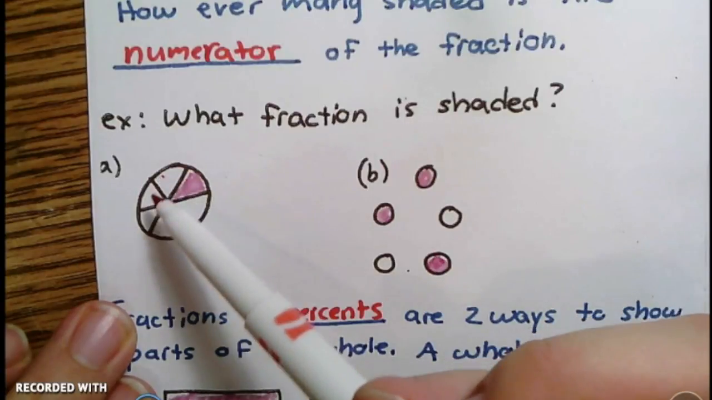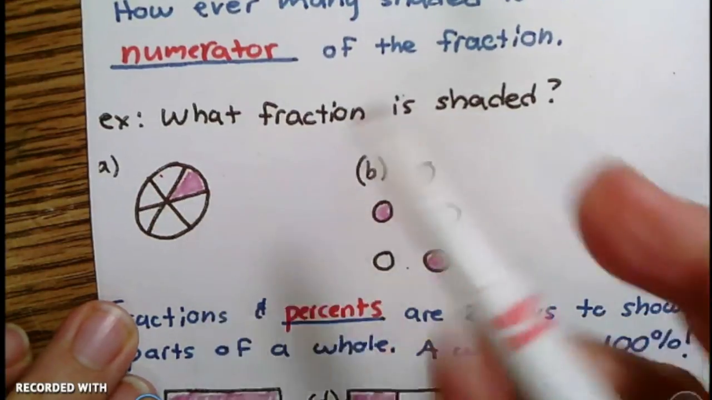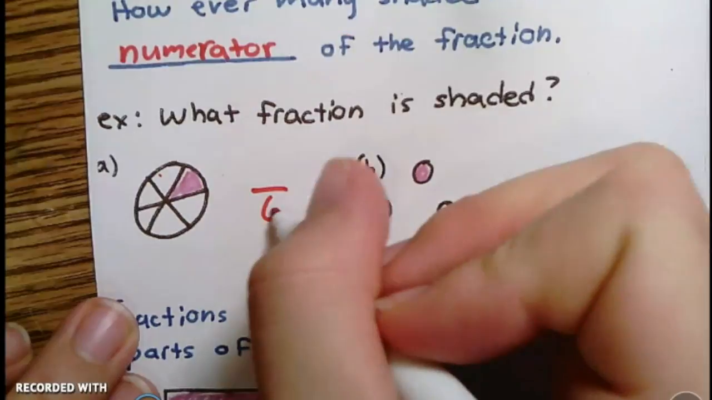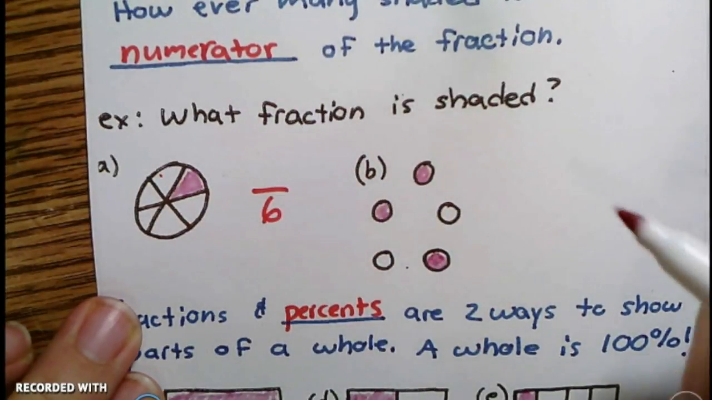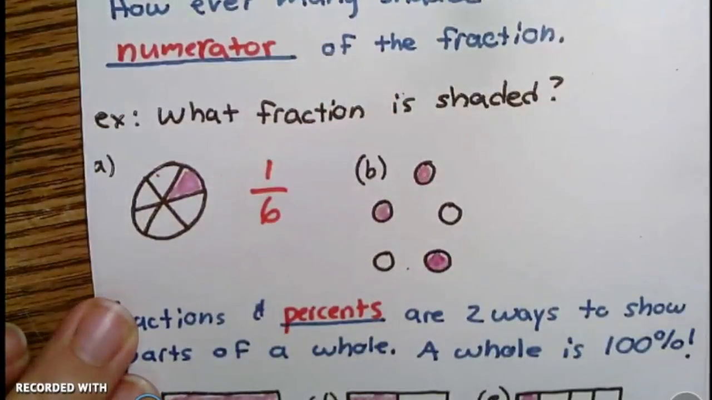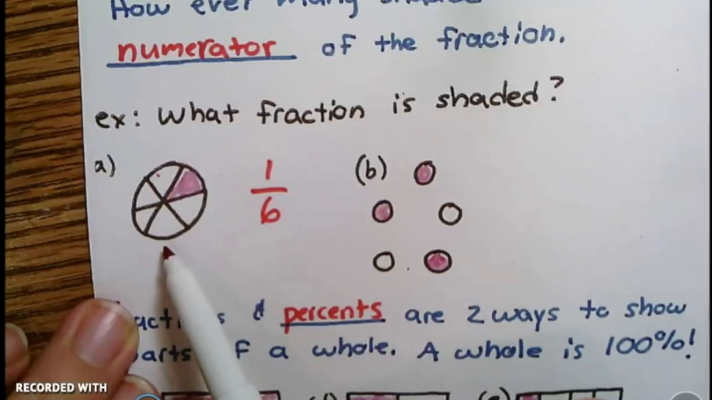1, 2, 3, 4, 5, 6. So that's going to become my denominator. And then I'm going to write how many are shaded in as my numerator. So 1/6 of this circle is shaded.